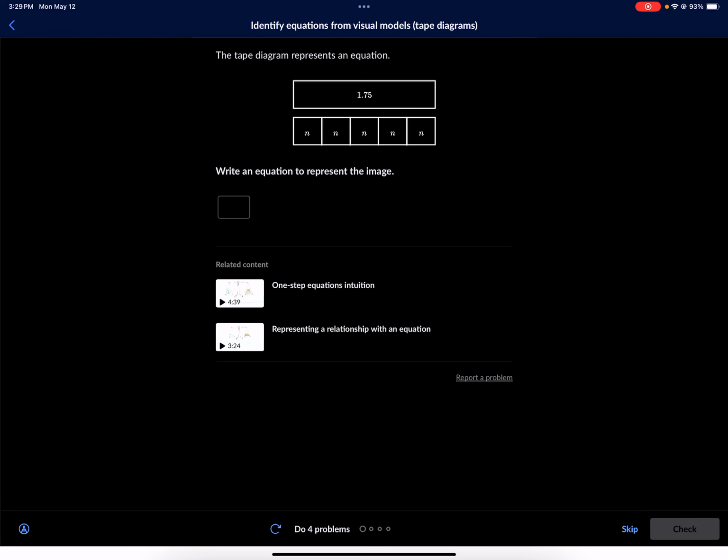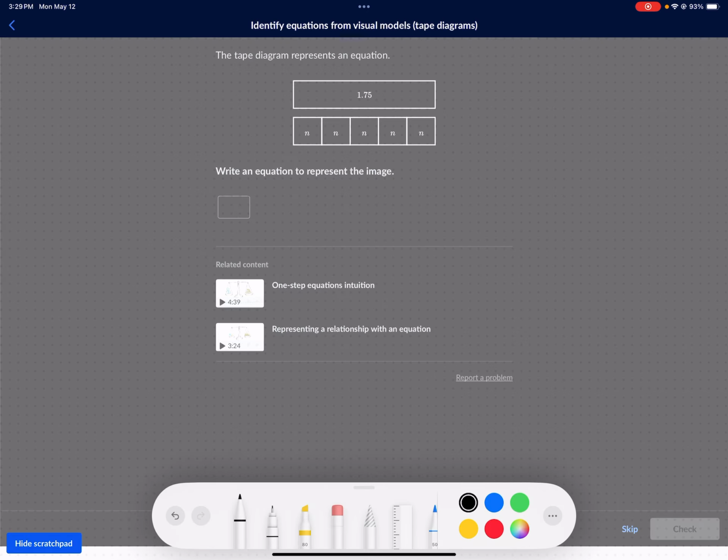Okay, the tape diagram represents an equation. Write an equation to represent the image. So, what do we have here? We have equal parts. So, each one of these blocks is an n. So, if we add n plus n plus n plus n plus n, you see how I got that? We are adding all these, and that equals our desired number in this box. In this case, 1.75. So, if we add all these together, what is this literally? n times 5. Because remember, multiplication is repeated addition.